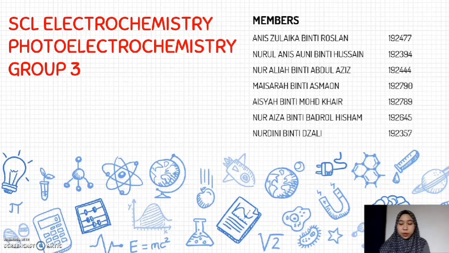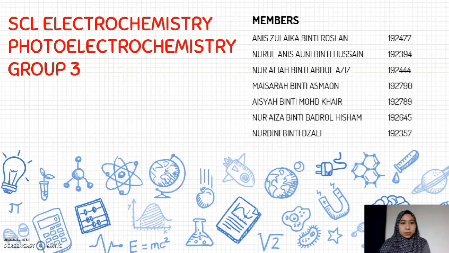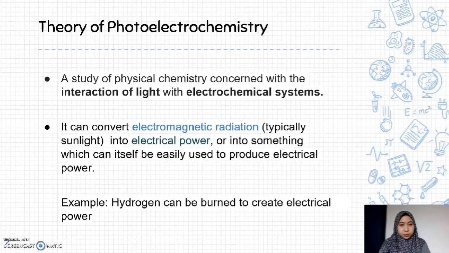So let's start with the theory of photoelectrochemistry. Photoelectrochemistry is a study of physical chemistry which is concerned with the interactions of light with electrochemical systems. It can convert electromagnetic radiations, for example like the sunlight, into electrical power or into something which can itself be easily used to produce electrical power. And there are a few examples. One that I include here is hydrogen, which can be burned to create electrical power.